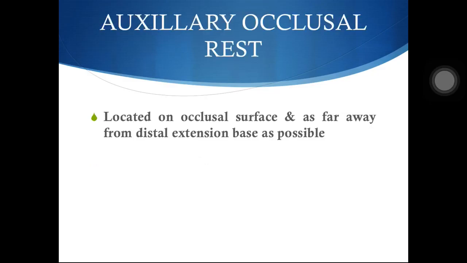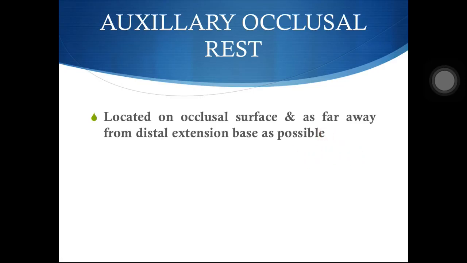The auxiliary occlusal rest is located on occlusal surface and is as far away from distal extension as possible. Most commonly it is present on the occlusal surface of first premolars, because beyond the first premolars there will be canines, and on the canines the rest will be called the canine rest, or it will be called cingulum rest or the incisal rest, not the occlusal rest.